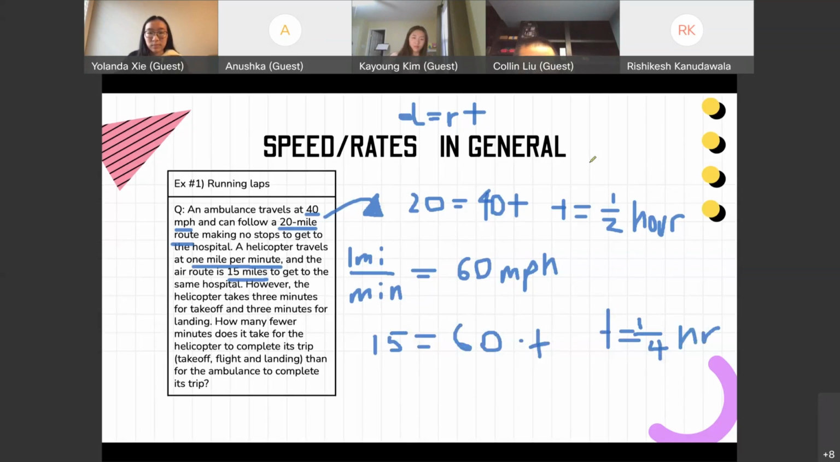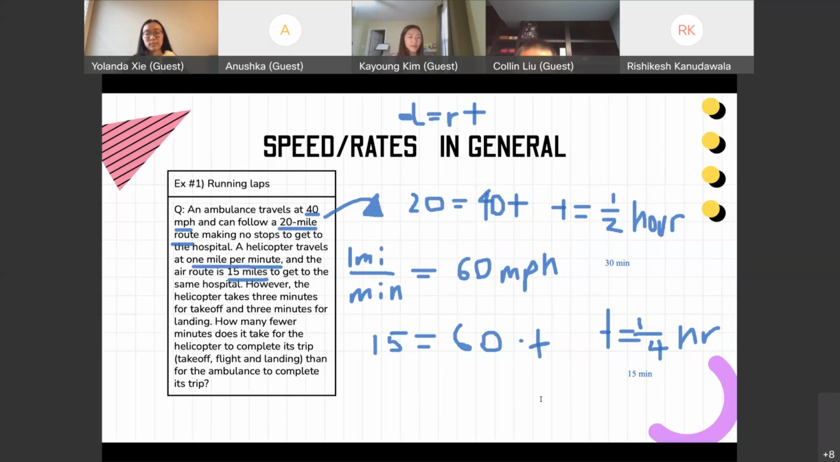So now, it's asking for the minutes, right? So we're gonna convert the half an hour and the 1/4 hour to minutes. So half an hour is the same thing as 30 minutes, right? And 1/4 of an hour, that's the same thing as 15 minutes.